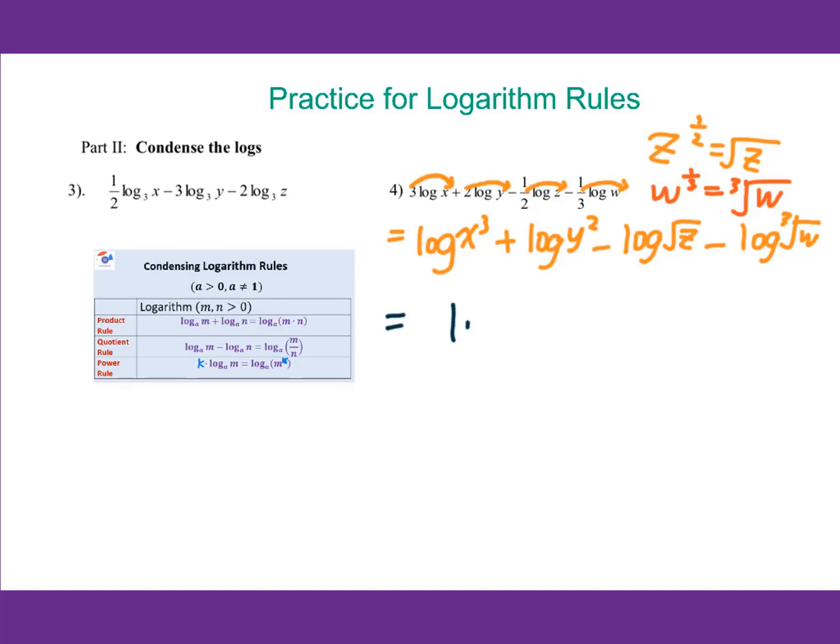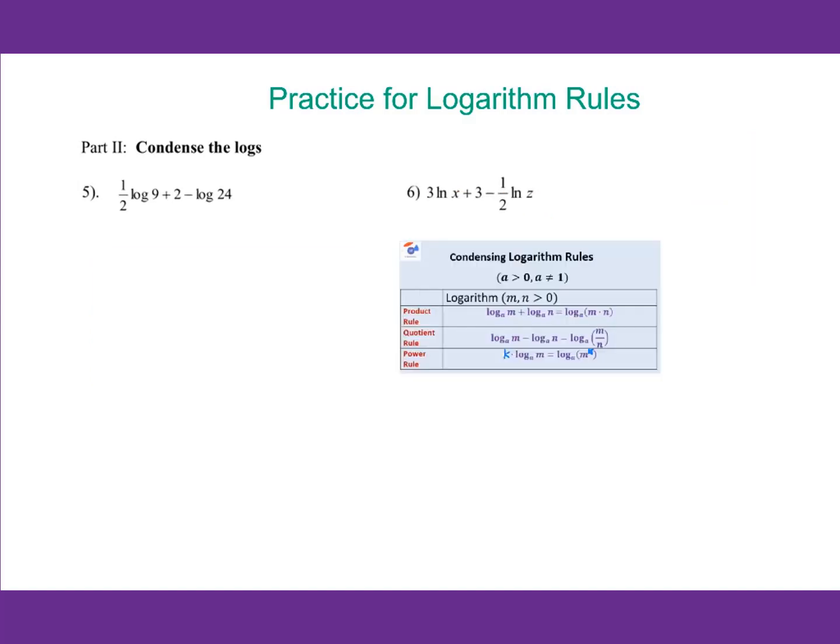Because w to the 1 over 3rd power means cubic root of w. Therefore, we're condensing the log now. Whenever you see subtraction, it means you have a division line. So we got x to the 3rd power times y squared, over square root of z times cubic root of w. That's all.